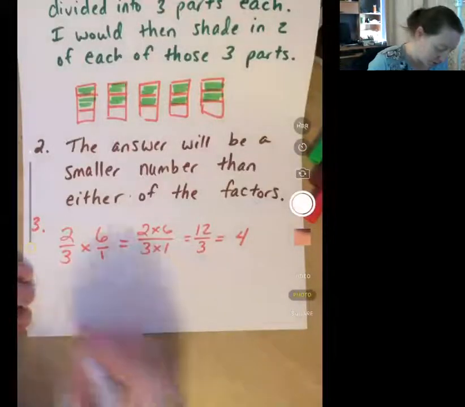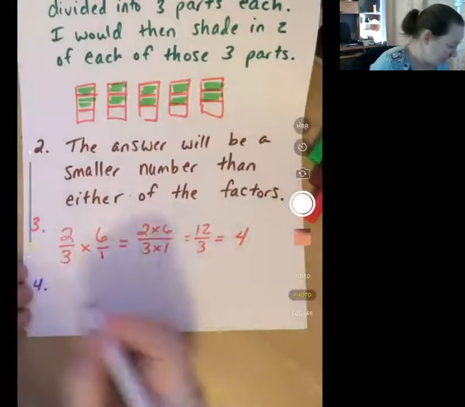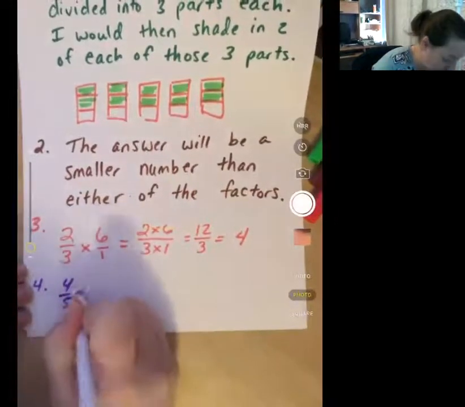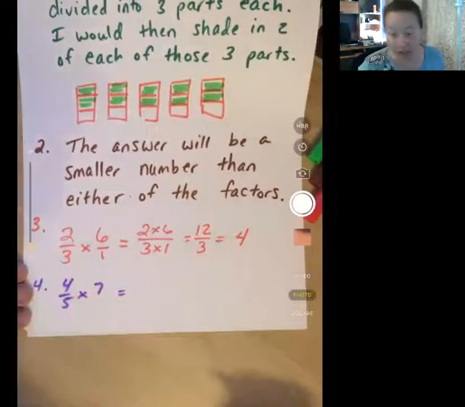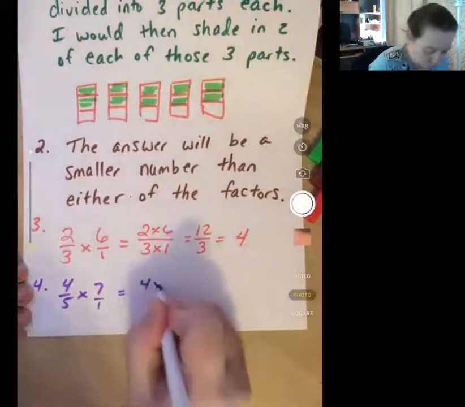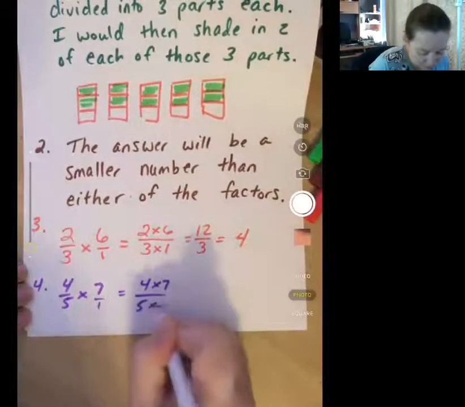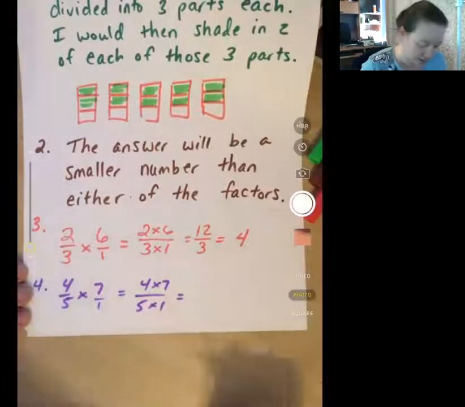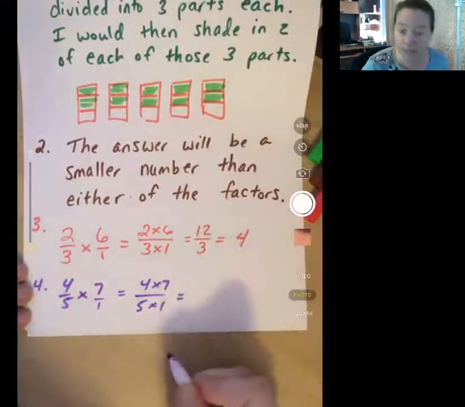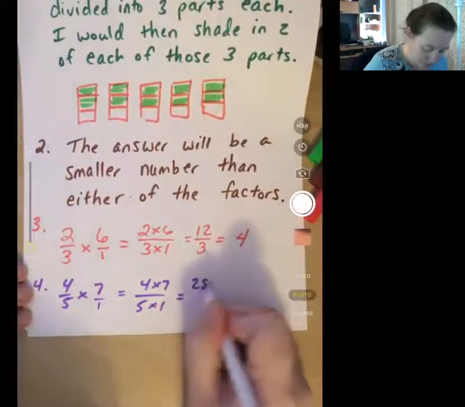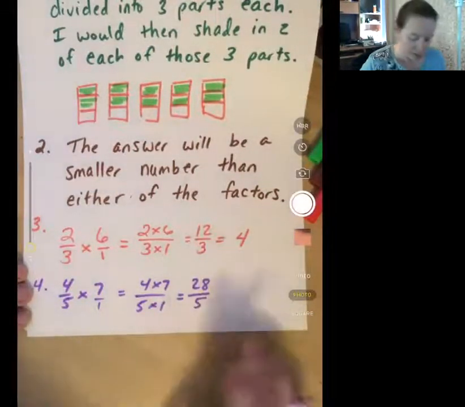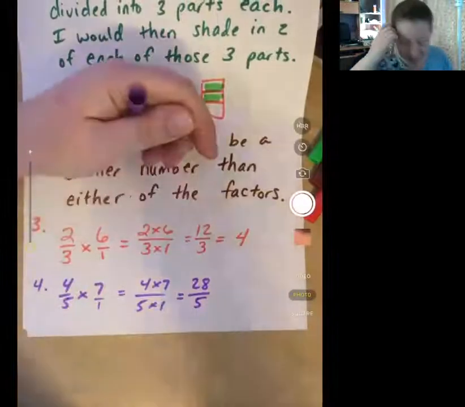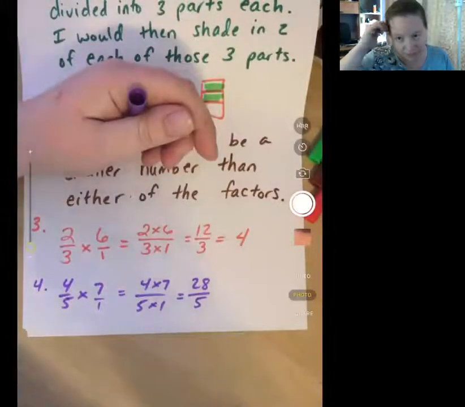Okay, so let's go on to number 4. Number 4 says 4/5 times 7. So we have the imaginary 1 underneath the 7. We go straight across 4 times 7 over 5 times 1. That gives us 4 times 7, which is 28, over 5 times 1, which is 5. Then I have 28 divided by 5.